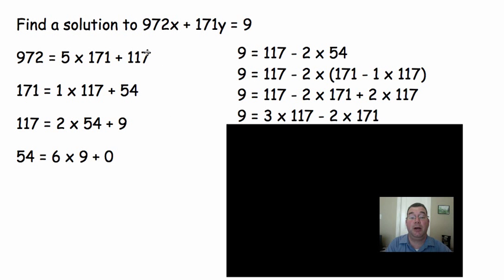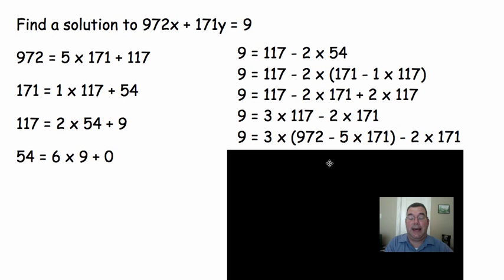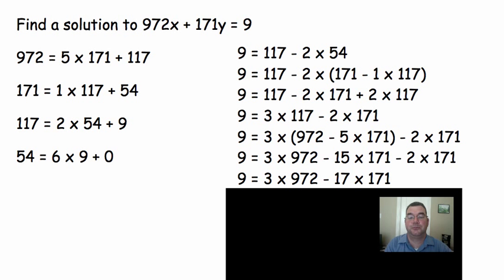So I go to the step above where the remainder was 117. And I replace every 117 with 972 minus 5 times 171. So this 117 is going to be replaced right here with some parentheses. So it's going to look like that. And again, that 3 outside the parentheses can be distributed to both terms on the inside. So I have 3 times 972 minus 15 times 171 minus 2 times 171. And just like in the last example, I'm going to collect the 171s. So I've got 9 equaling 3 times 972 minus 17 times 171.